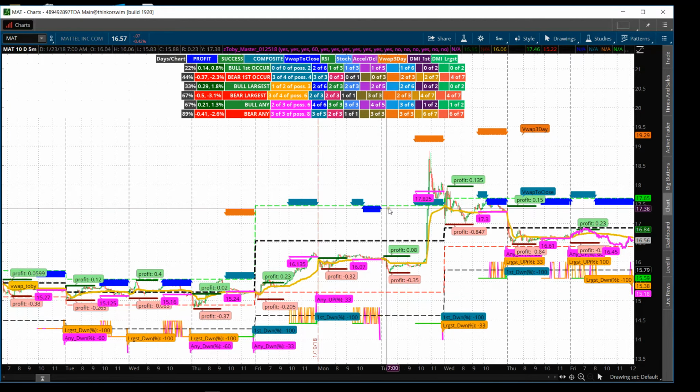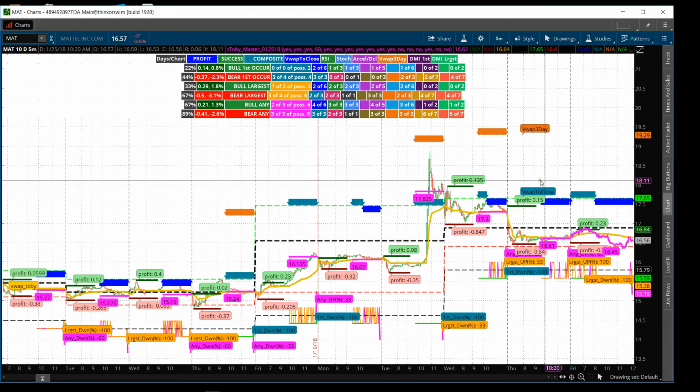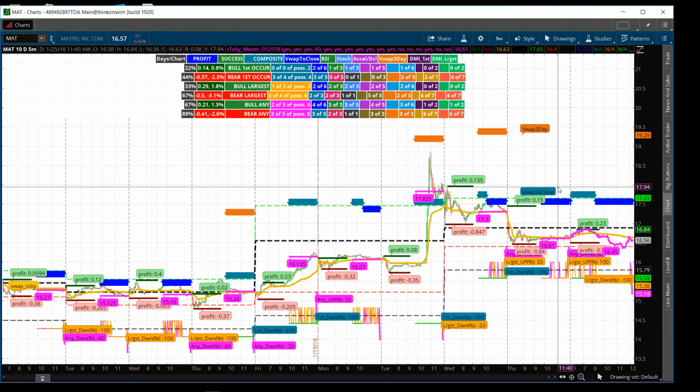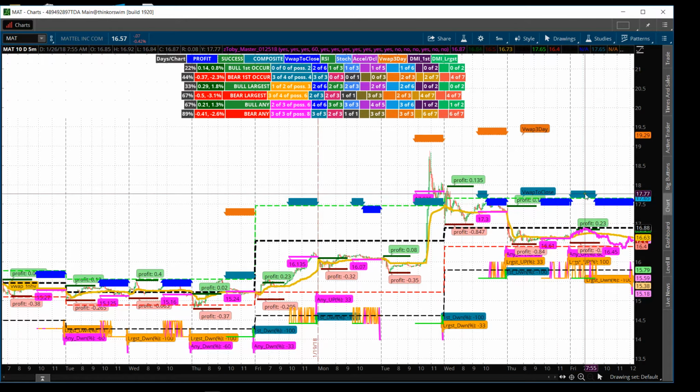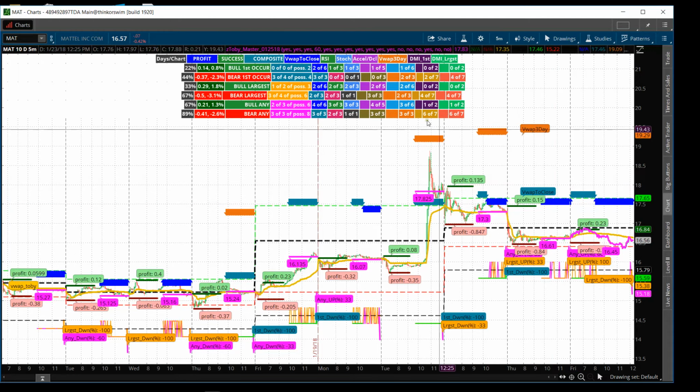So let's look at this. This is called a VWAP to close strategy, okay? And the light blue ones are down and the dark blue are up. So if we go with a VWAP to close over here, it says, let's look at the bears, 3 of 3. Okay, so what that means is this.